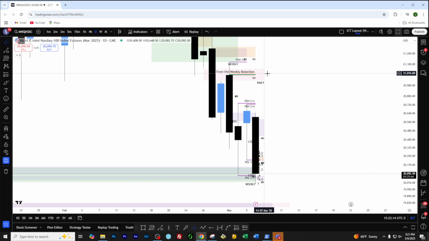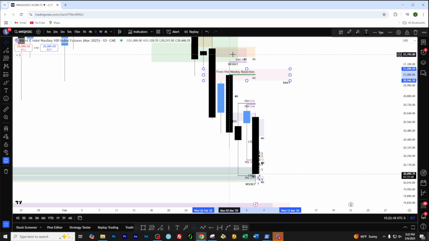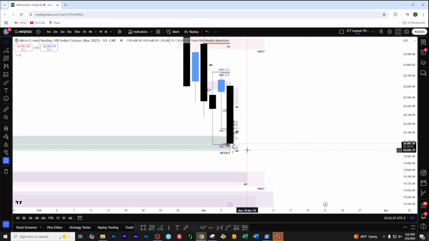We came up and we hit this daily imbalance here. You can see we went up, but didn't close through it. Came back down, and then here we go again. So I think, like I said, I think we're gonna keep dropping some more here.